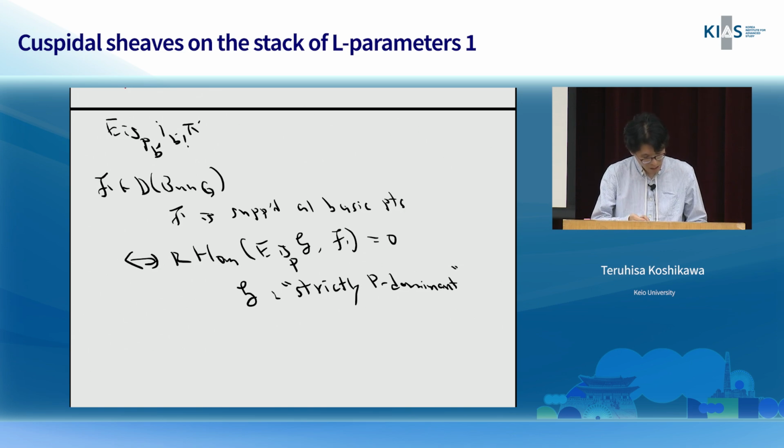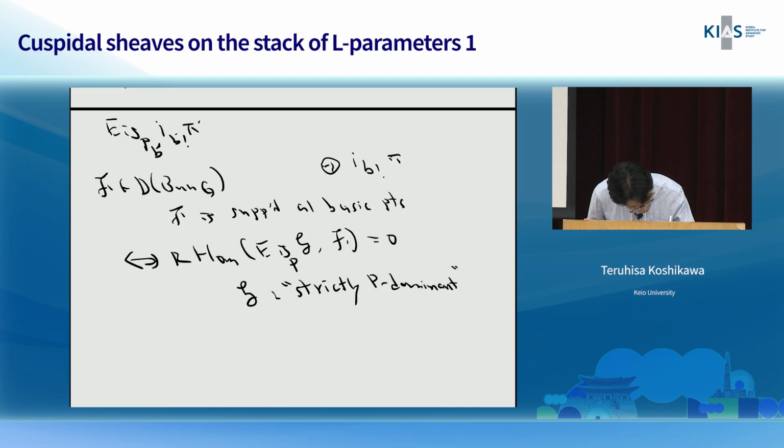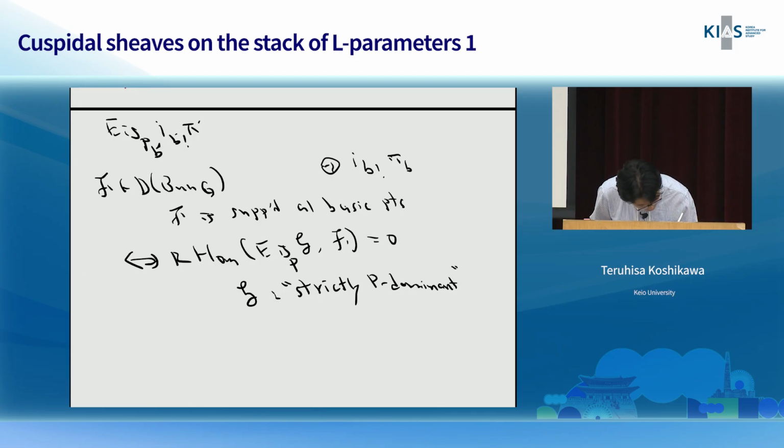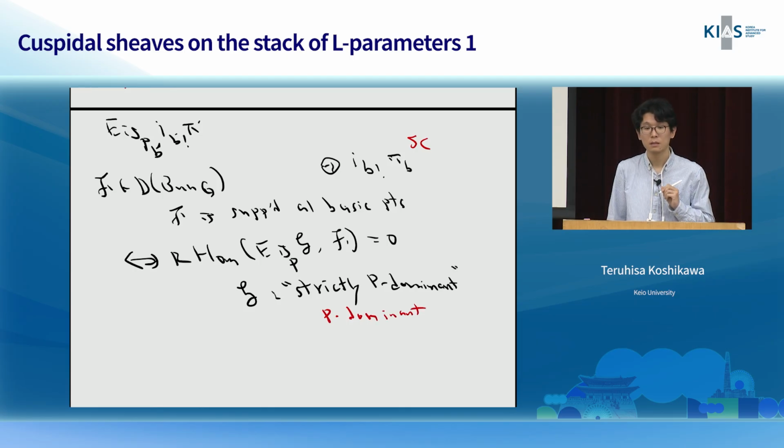And you can also change this a little bit. Namely, F is supported at basic points means this is a sum of I_b pi_b, where pi_b is an arbitrary representation. But I can ask for pi_b to be supercuspidal. And then I can delete this strictness. So the sheaf G to which you are applying Eisenstein series is really P dominant. Okay?